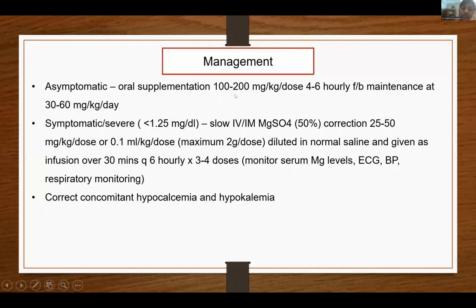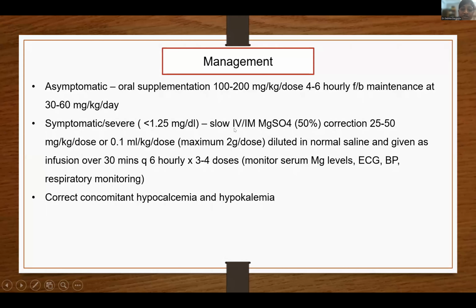It has to be in a high dose, 100 to 200 mg per kg per dose, 4 to 6 hourly. And once the magnesium gets corrected, you give a maintenance dose at 30 to 60 mg per kg per day. If the child is symptomatic or has severe hypomagnesemia, less than 1.25, then you have to give a slow parenteral correction. You can give 50% magnesium sulfate at the dose of 25 to 50 mg per kg per dose, or 0.1 ml per kg per dose, maximum 2 grams per dose, diluted in normal saline to achieve a 20% concentration. That can be given as an infusion over 30 minutes at 6-hourly intervals for 3 to 4 doses.